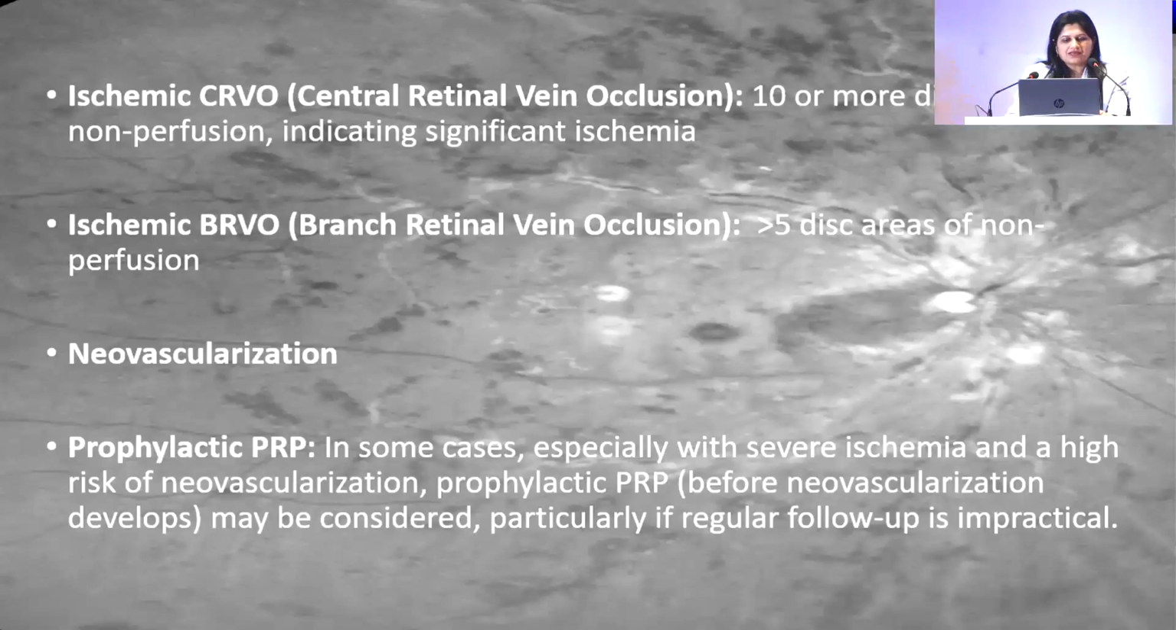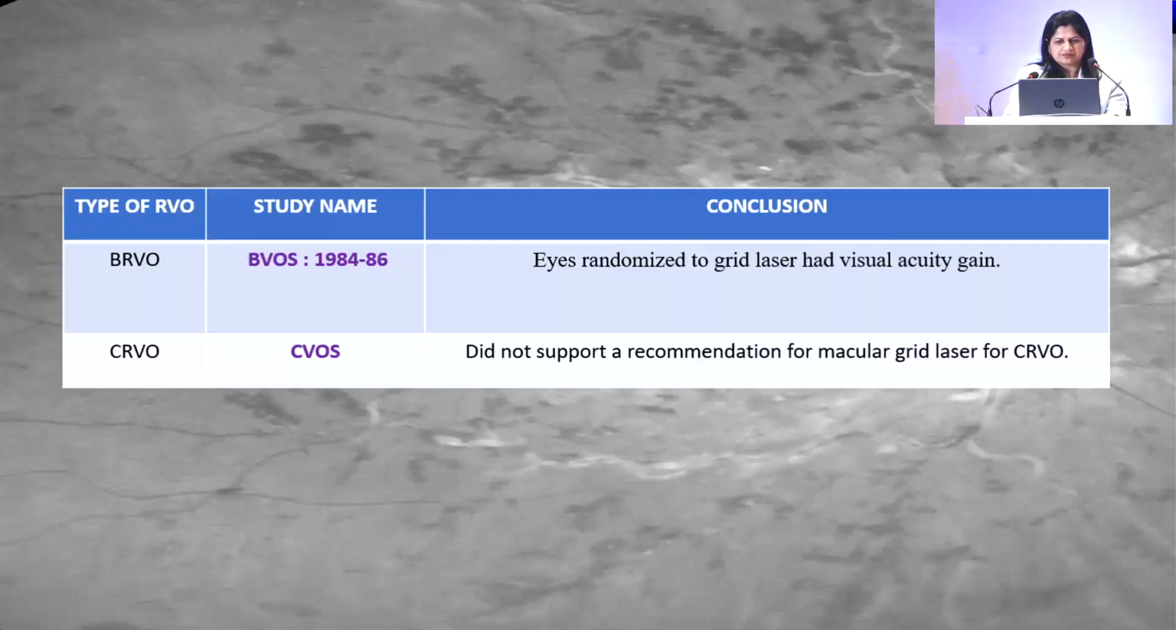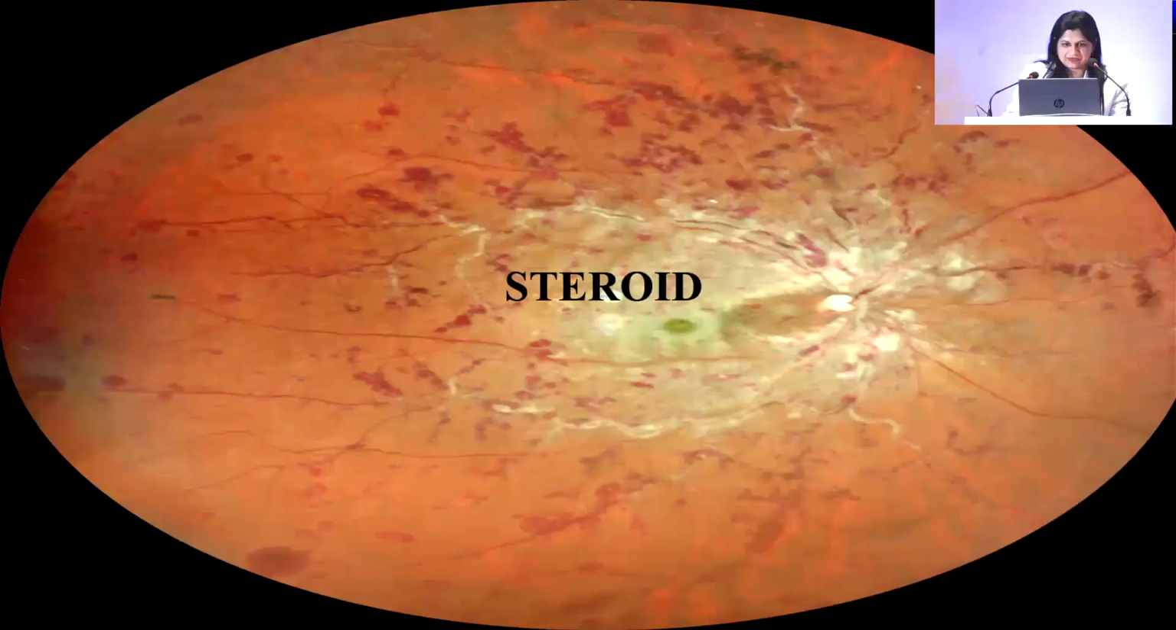In some cases where you suspect that the patient may not be on regular follow-up, or there are more chances of developing severe ischemia, then we can also plan for prophylactic PRP. So these are the 2 studies which were done on the lasers. They said that if the patients were subjected to grid laser in cases of BRVO, visual acuity gain was seen. And in cases of CRVO, it does not support a recommendation of the macular grid laser.